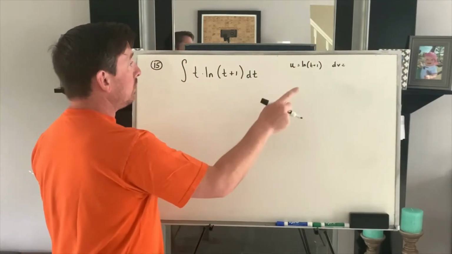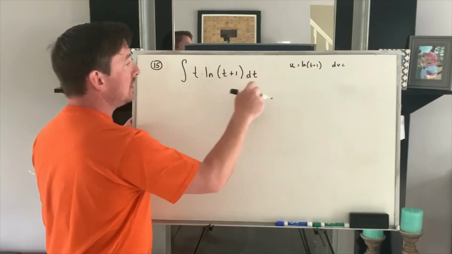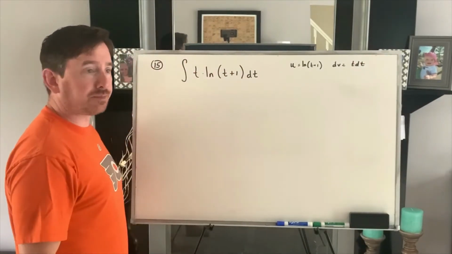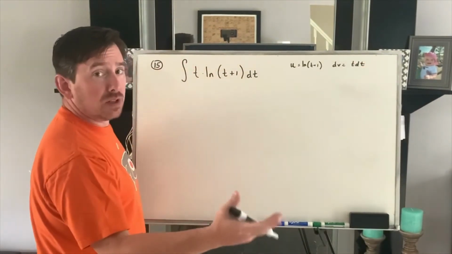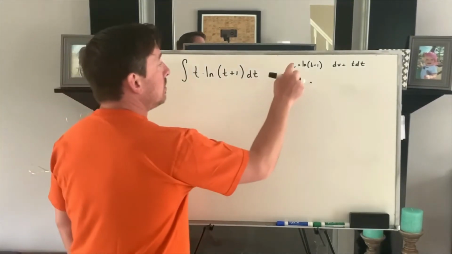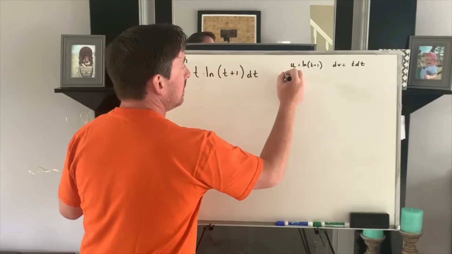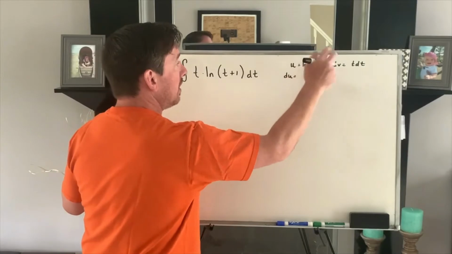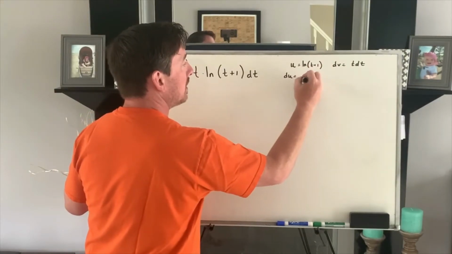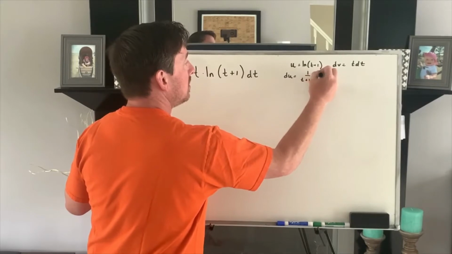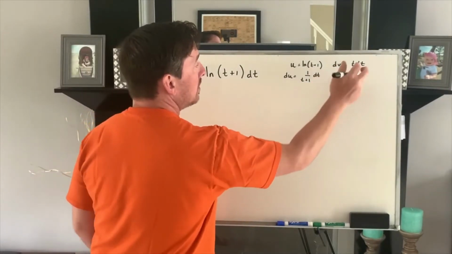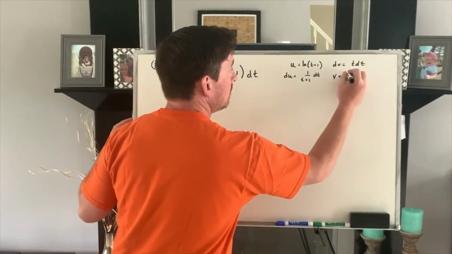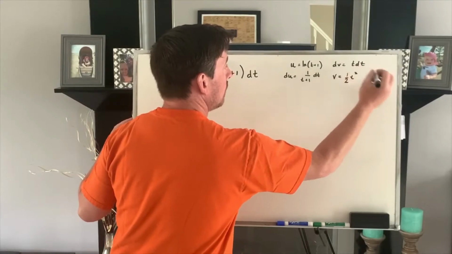We're going to let u equal log of t plus 1, and that means the t dt are all the dv. Remember, the dt or the dx, whatever it is, always has to be part of the dv. Now I want to differentiate this to get du. The derivative of a natural log is the derivative of the argument, which is 1, divided by the argument, so 1 over t plus 1 dt. And then we're going to integrate this piece to get v. To get from dv back to v, you integrate dv, so that's just 1/2 t squared.